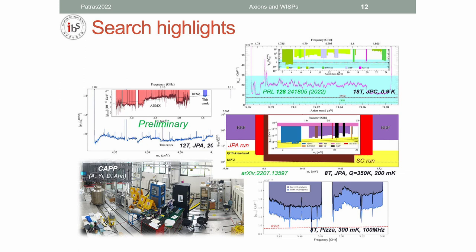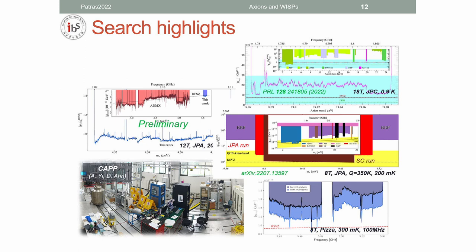First of all, this is the first data from the HTS magnet, the 18 Tesla HTS magnet. The targeting is about 5 GHz, which is very nice. And then we also have some data utilizing the most sensitive JPA so far, targeting around 2 GHz. And look at the noise level: 200 millikelvin at 2 GHz.